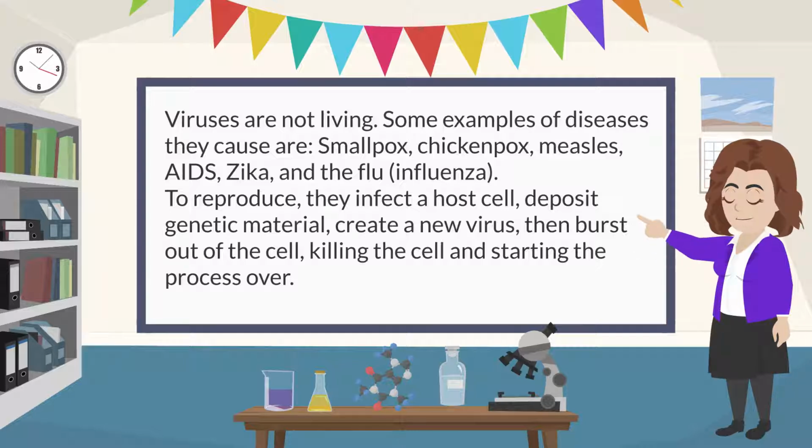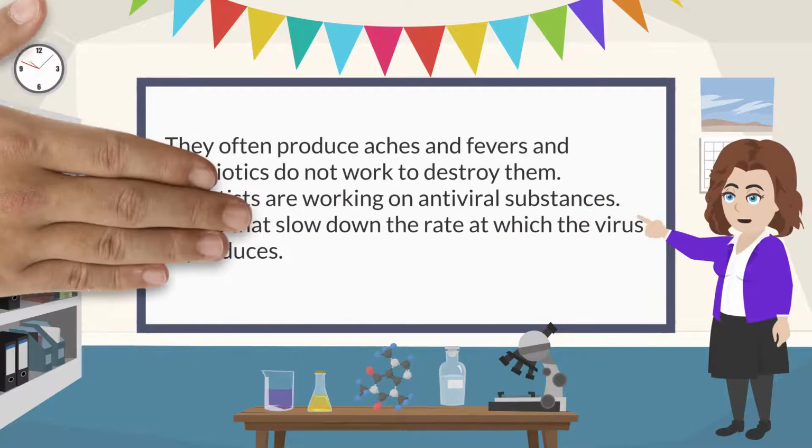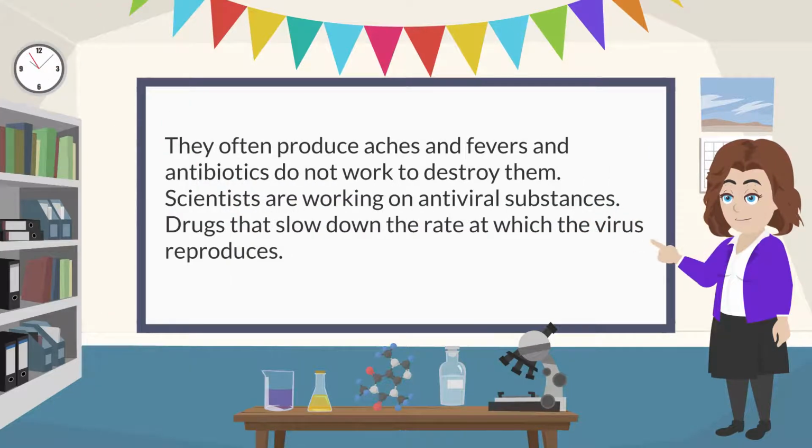To reproduce, they infect a host cell, deposit genetic material, create a new virus, then burst out of the cell, killing the cell and starting the process over. They often produce aches and fevers, and antibiotics do not work to destroy them. Scientists are working on antiviral substances, drugs that slow down the rate at which the virus reproduces.